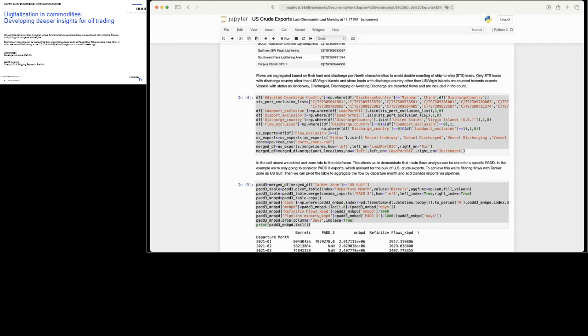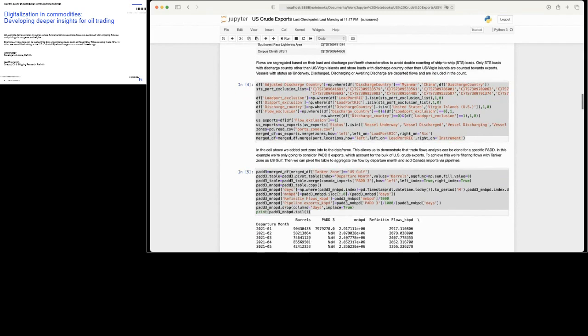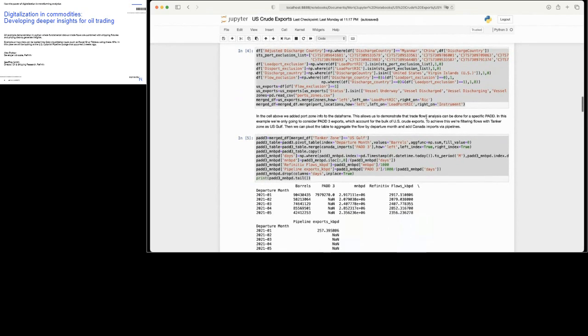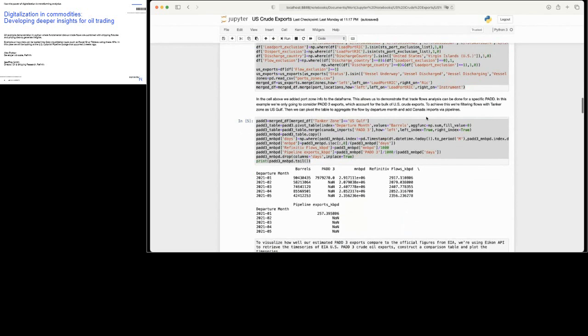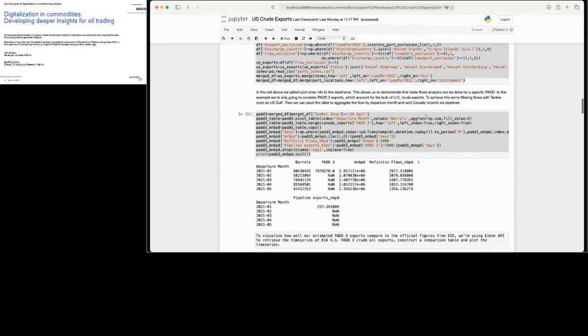To allow us to demonstrate that trade flows analysis can be done for a specific PADD, we are adding the port zone info to the data frame. In this example, we're only going to consider PADD 3 exports, which is the area around the US Gulf Coast, which accounts for the bulk of US crude exports anyway. To achieve this, we're filtering flows with the tanker zone as US Gulf. And then we can pivot the table to aggregate the flow by departure month and also add Canada imports via pipeline.